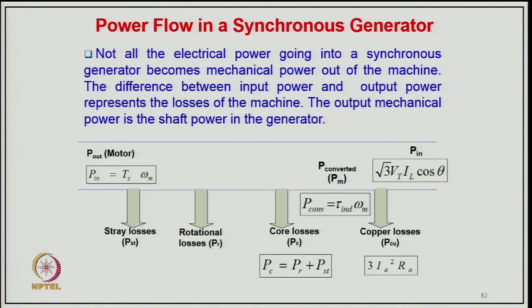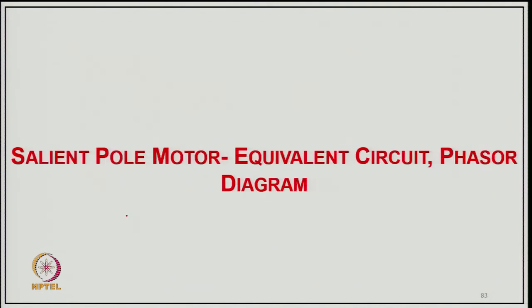Now coming to power flow in a synchronous generator. Not all the electrical power going into a synchronous machine becomes mechanical power out of the machine. The difference between the input power and output power represents the losses in the machine, and the output power is the shaft power. Here, if we talk about the motor, from the input power we subtract the copper losses, then the core losses, then the rotational losses and hysteresis losses, and what remains is the mechanical output power.